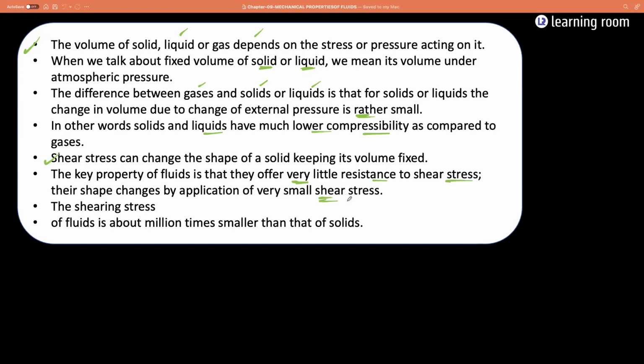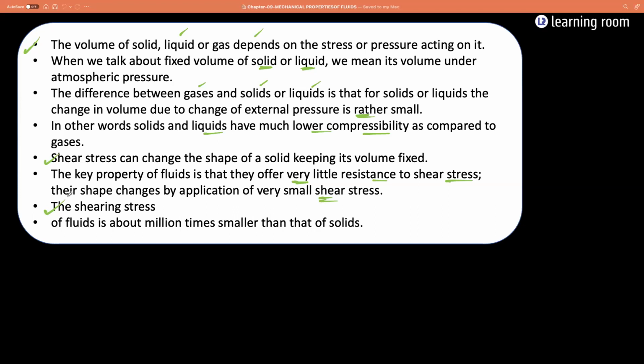Next, the shearing stress of fluids is about a million times smaller than that of solids. Why? What does the shear stress mainly do? Whenever you talk about stress, stress is going to impact strain. That is what we need. So what is strain talking about?